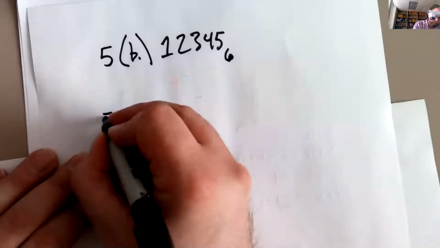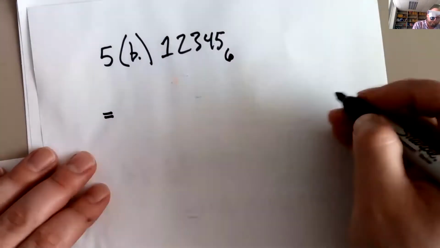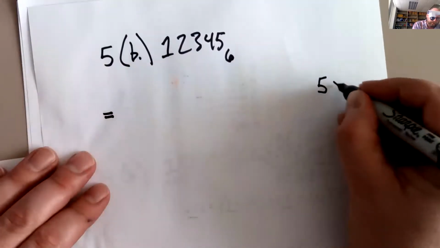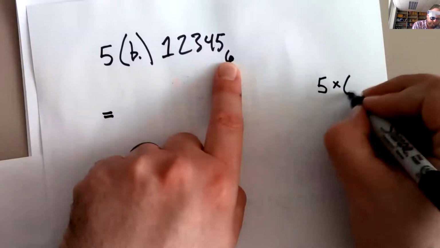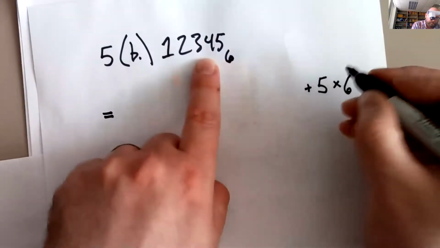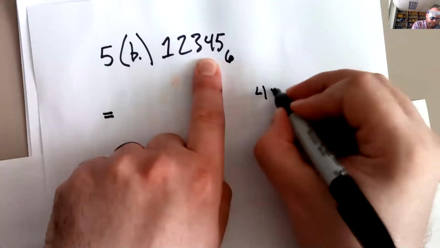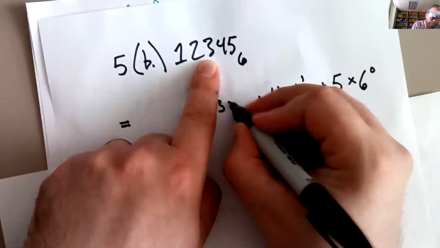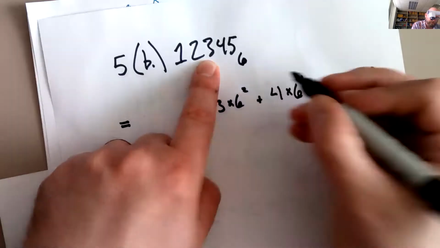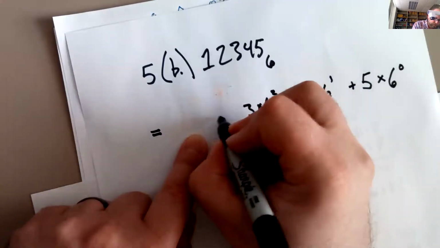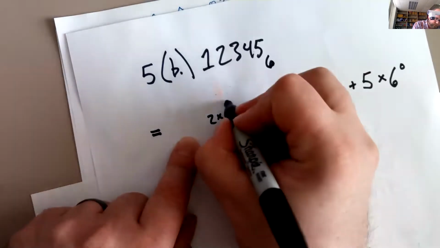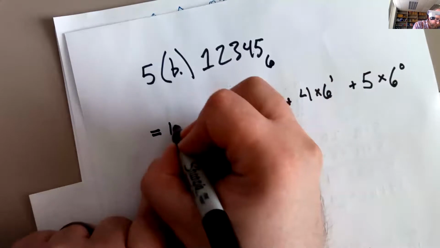So we know that the 5 means 5 times 6 to the 0. The 4 means 4 times 6 to the 1. The 3 means 3 times 6 to the 2. I didn't leave myself enough room. 2 times 6 cubed. 1 times 6 to the 4th.